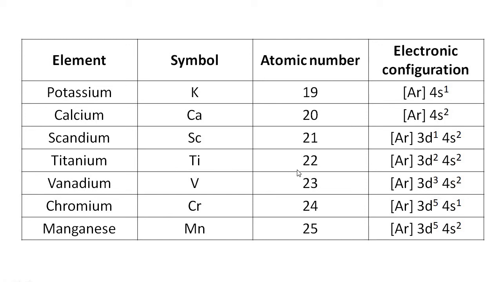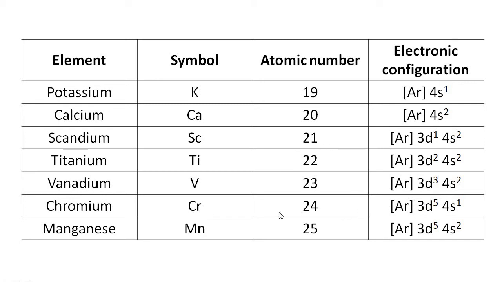Next, for titanium, it has 22 electrons. Here, after filling the 4s2 orbital, the second electron enters the penultimate shell, that is the 3d orbital. Like this, filling of electrons takes place from scandium to manganese. That is, the 3d electrons are filled one by one: 3d1, 3d2, 3d3, like this.